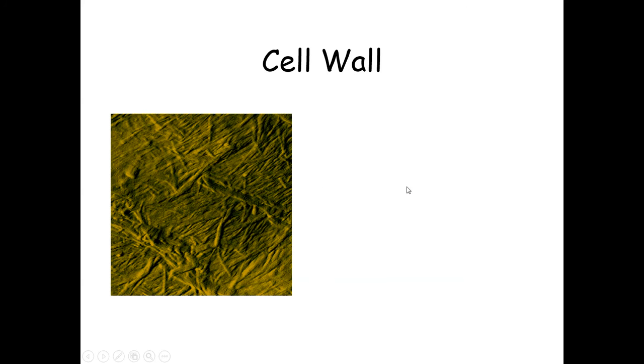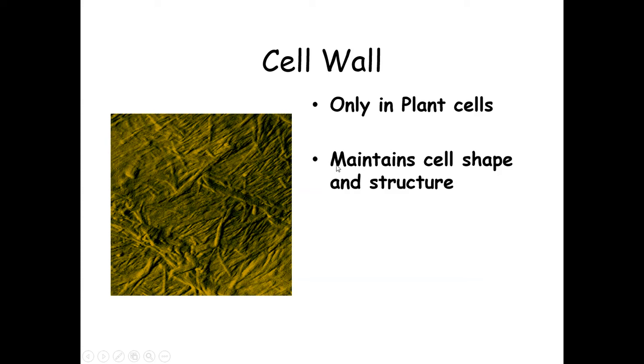Now in plants, we have something called the cell wall instead. This here just kind of looks like paper or cardboard. Well, that's basically what it is. Right? It has little fibers that kind of bind together to form kind of a hard shell. Think of paper mache. Okay? And it maintains structure and shape, and it provides support.